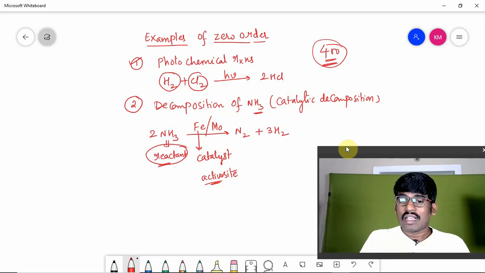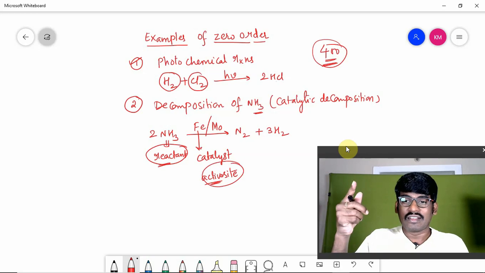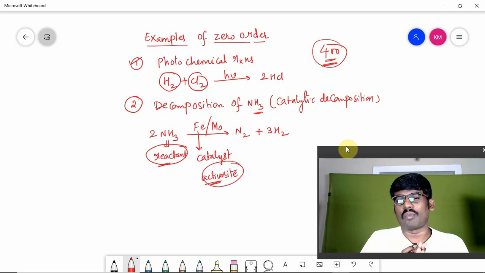So the filling of the seats does not depend on the number of people standing in front of the box office. Filling of the theater depends on the capacity. Only 400 can be filled. In the same way, the rate of reaction depends on the active sites available for the catalyst, like seats available in the theater, not on the concentration of the reactants, like the people standing in front of the box office.